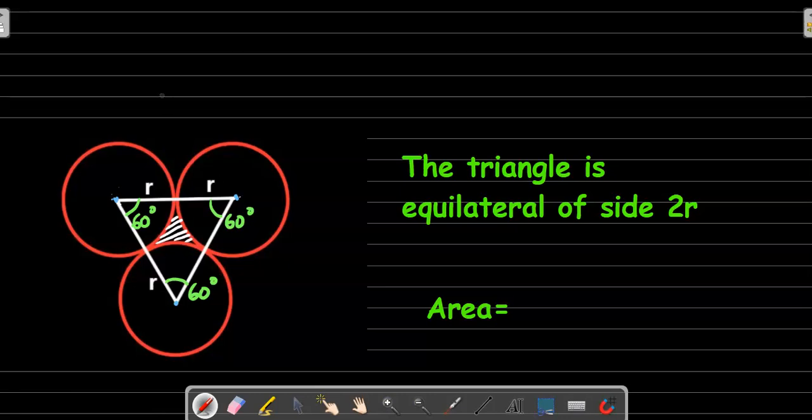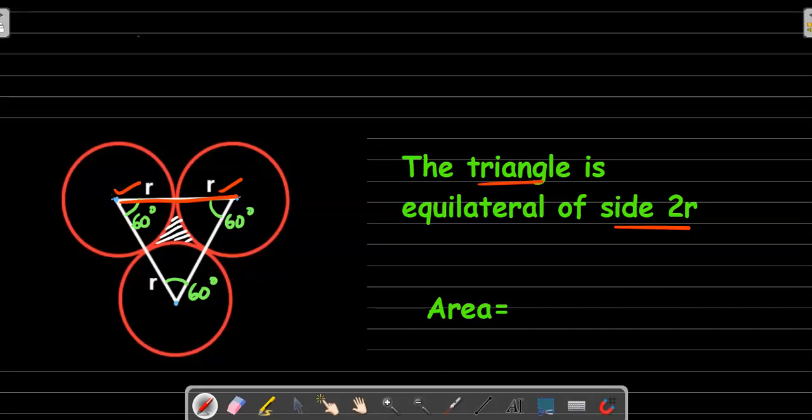Now let's come back to the original problem. Here we have to find the area of the triangle. The triangle is an equilateral triangle of side 2r, because this is the side of the triangle, and this radius is r, this radius is also r. So the side of the triangle is 2r.